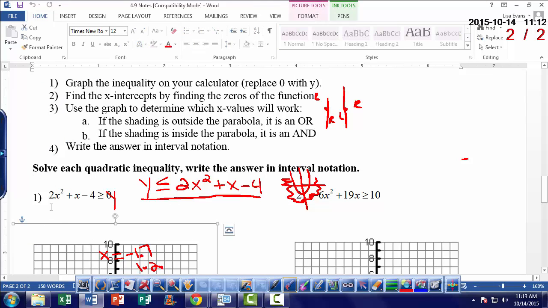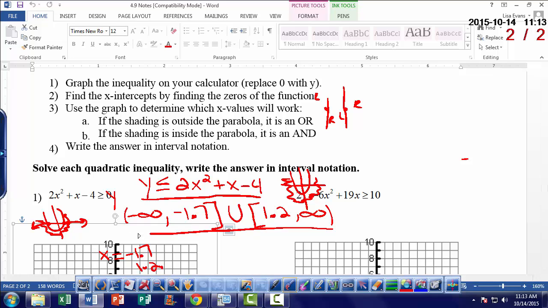So remember, we had a graph that looked like this. The shading was on the outside. So if the shading's on the outside, this is an OR. Why? Because we're finding what are the possibilities that x can be. So x can be from this point anywhere this way, that's to negative infinity, or this point anywhere that way. So when it's an OR, we're going to write it as negative infinity to our smaller number, the negative 1.7. This is an equal to, so it can equal it. U for union can equal 1.2 to infinity. This is what I want to see as our final answer.